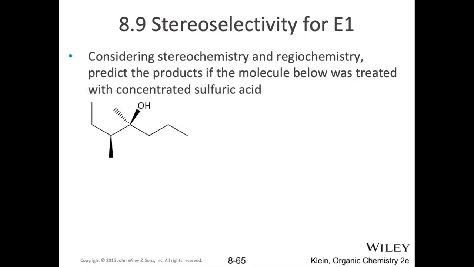So with that in mind, here's an example of an alcohol. We're going to have that get protonated with concentrated sulfuric acid and have that leave as our leaving group. Go ahead and consider the products that we would make, both from a stereochemistry and a regiochemistry standpoint. So go ahead and pause this video and take a stab at this problem.